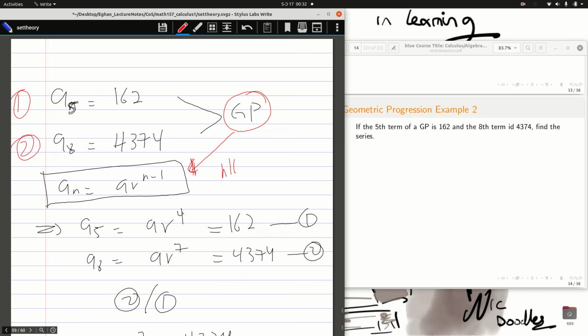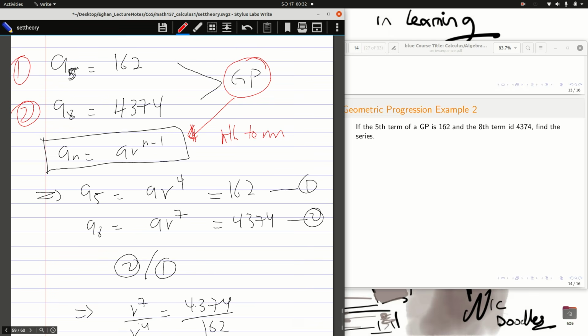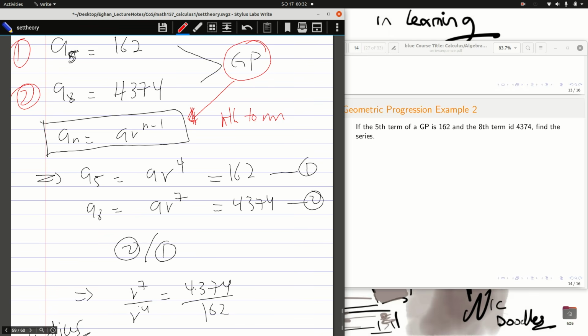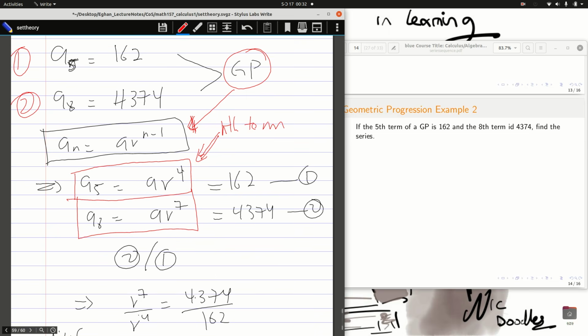This is the n term formula. We are not using the sum because we are not finding the sum of terms. We want to find the series. So by substitution, wherever I see n from equation 1 and 2, it means A5 is AR to the 4, A8 is AR to the 7 by the n term formula. So I can now equate them to their values and represent them as equation 1. Already I have equation 1 and equation 2, so let me use equation 3 and equation 4.